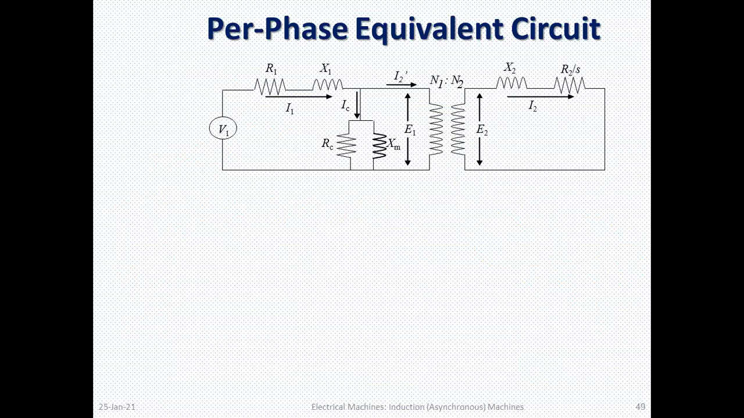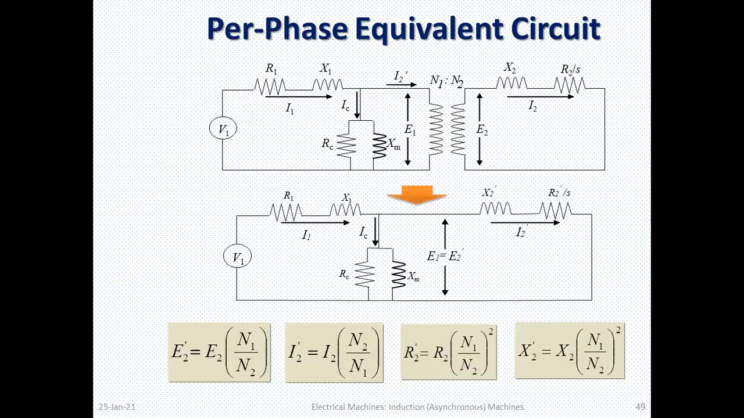So now we are considering the equivalent circuit of the induction motor. Here we can see very easily that R1 and X1 are the stator side parameters. R1 is the resistance of the stator winding, X1 is the reactance of the stator winding, and this component is the current component. This is RC and this is XM. Here E1 is the induced EMF, and this is the rotor side.